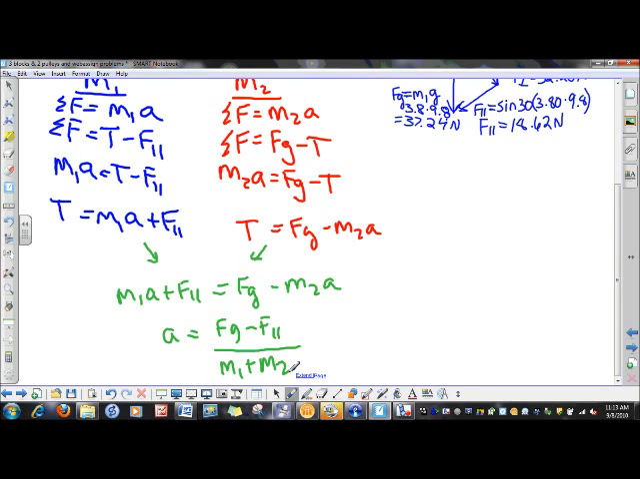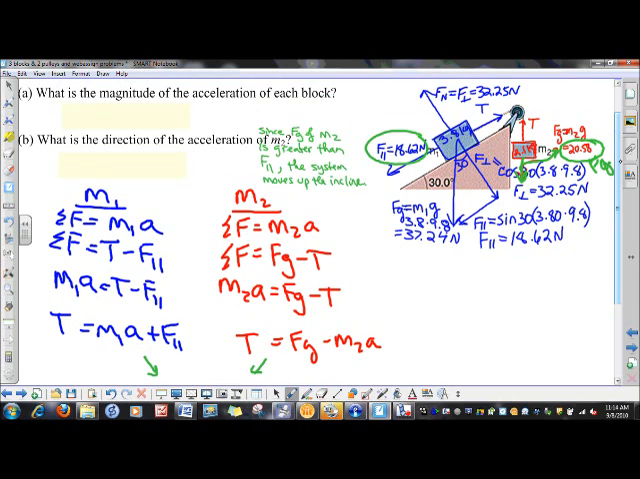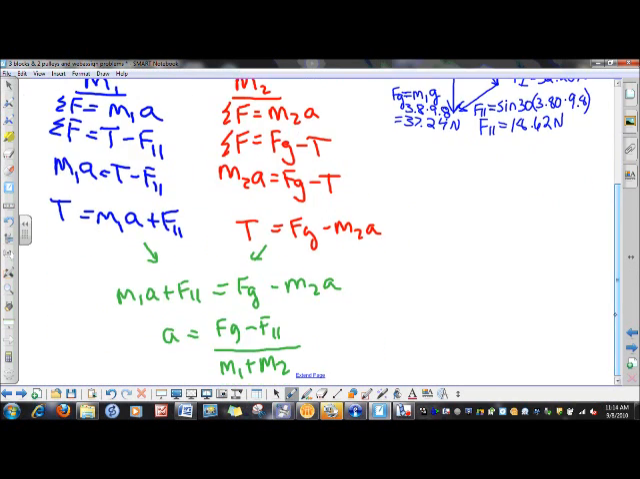FG minus F parallel. What did we say that tells us? That kind of told us the direction. FG was greater than F parallel. Over here, FG was greater than F parallel. So that told us the direction of the whole system. So we're saying that the difference between those two forces divided by the sum of all masses is the acceleration.